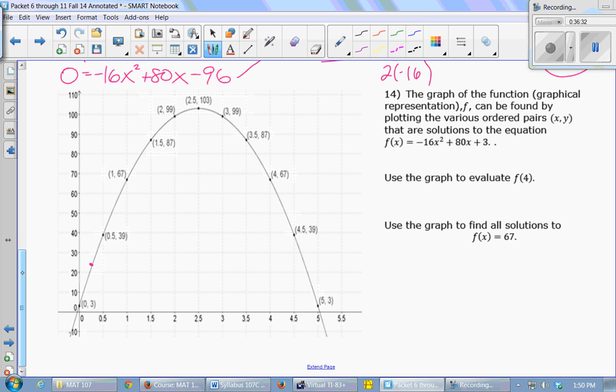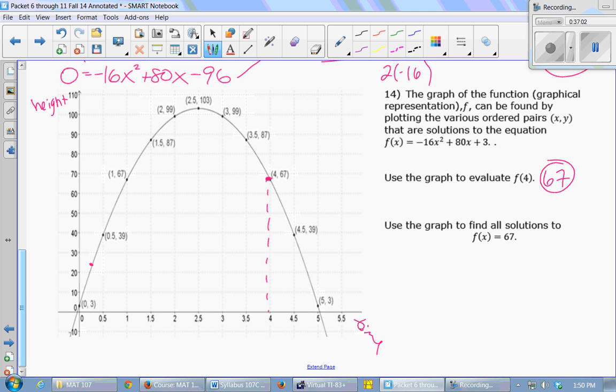how do you think I would do that? Look at where 4 is on the x-axis or the y-axis? X. Because this x-axis is time, the y-axis is height. So I'm putting a 4 into f. That means it's an input, it's a time. So I go to 4, I go up to the graph, and I see that the y-coordinate at that point is 67. So f of 4 is 67.